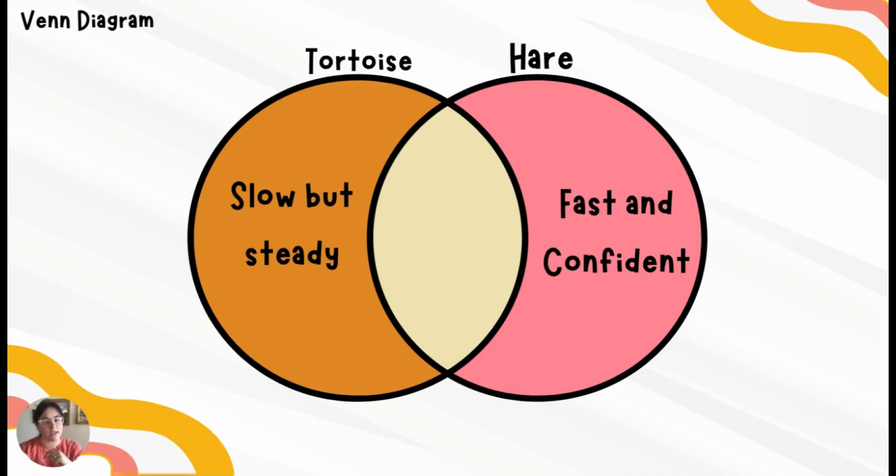Okay, so now that we know that the tortoise is slow but steady and the hare is fast and confident, what is something we can write in the middle? What was something that they both had in common? Okay, someone said that they both ran the same race. Tortoise and the hare both ran the same race, right? They competed. Exactly. And that's a great one for the middle because they both were able to do that, correct?